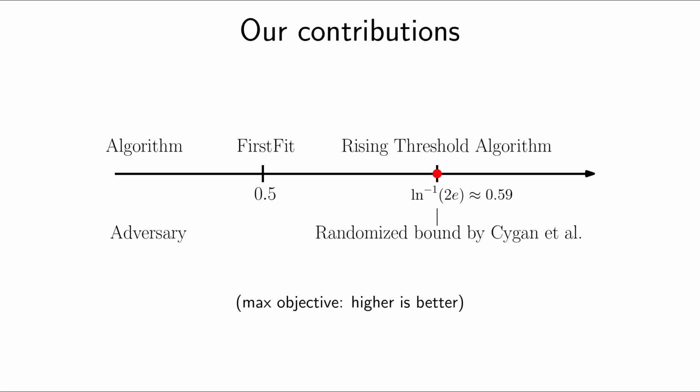We provide an improved deterministic algorithm for the problem called the rising threshold algorithm. This algorithm is optimal in a sense that its competitive ratio matches the randomized upper bound.